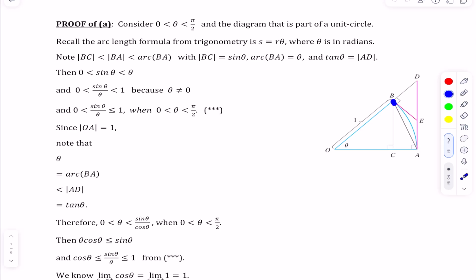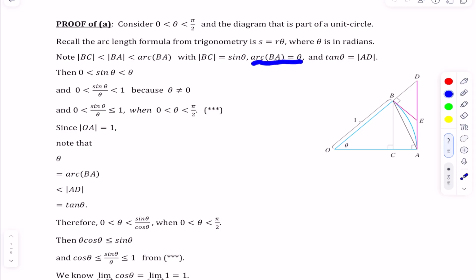Now the measure of the line segment BA is definitely less than the measure of the arc of BA. We know this because the shortest distance between any 2 points is a straight line. So this arc must be a longer distance. Now what is the measurement of BC? The measurement of BC is simply sine of theta. Sine of theta is going to be opposite over hypotenuse. So yes, your trigonometric experience is very important in the study of calculus.